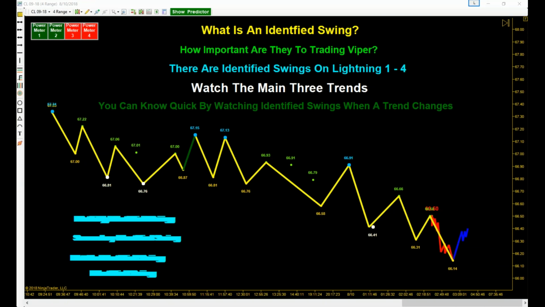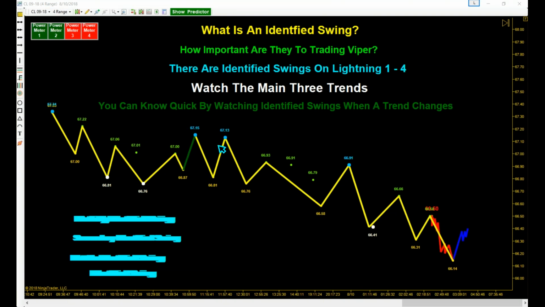Okay, now the most important thing I think that you're going to figure out today is how important an identified swing actually is, because the fake outs happen when you don't get the identified swing. You've got to actually have the identified swing to make sure that you're on the right track. Now, there are 4 identified swings on your chart. One of them doesn't make as much difference except for the overall trend, and that's just power meter 4. Okay, but your Lightning 3 makes a lot of difference on your trading.